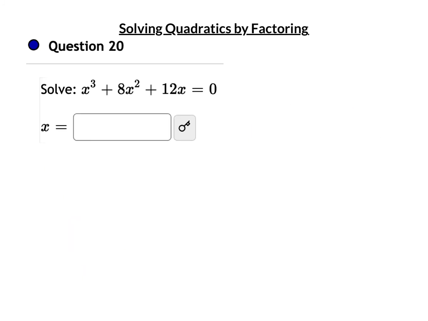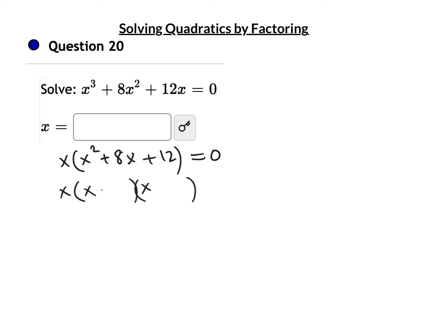Here's a case where you're actually solving a cubic. Question 20 is a cubic. That's power of 3. Notice the greatest common factor of x times x squared plus 8x plus 12. This is x times, this is the easy kind of standard form. Looks like plus and plus. Factors of 12 to add to 8 are 6 and 2.